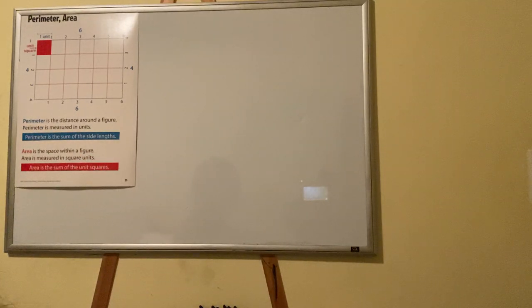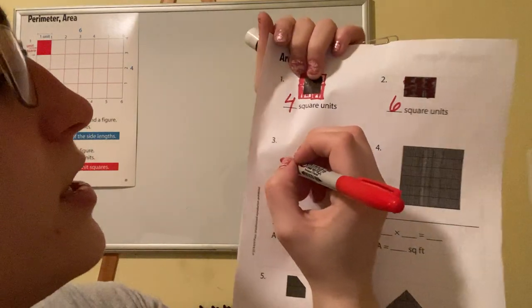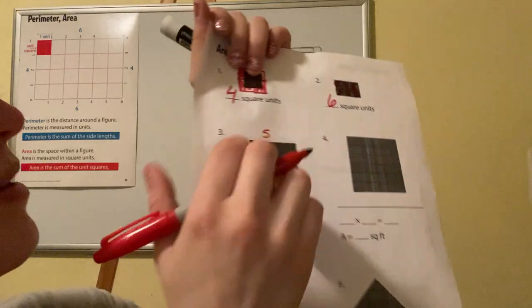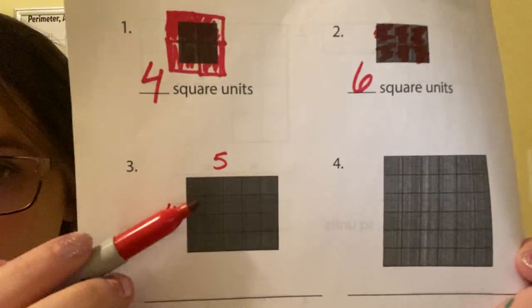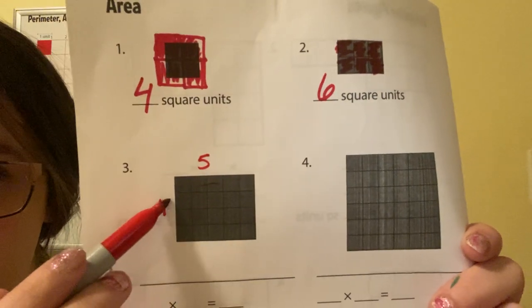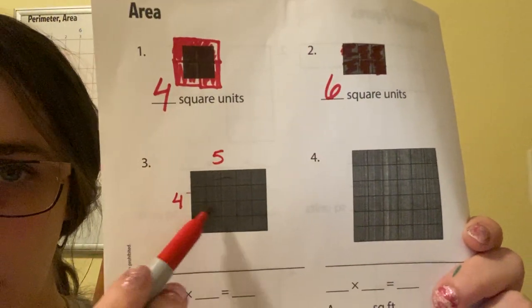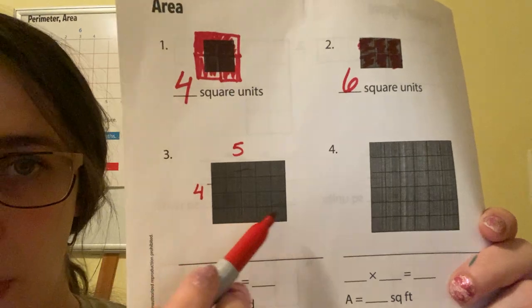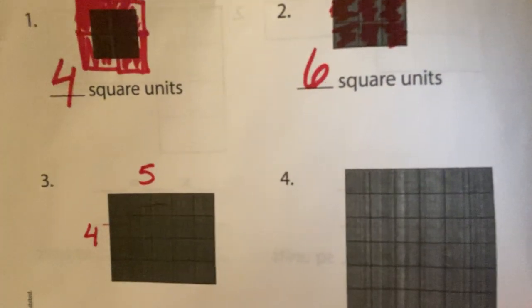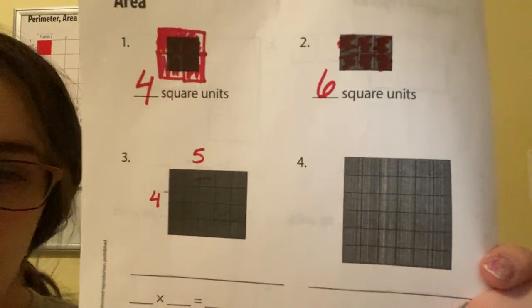You would say that there are 4 rows of 5 squares each. It is a 4 by 5 array. 4 rows. Here's 1, 2, 3, 4, 5. 4 rows of 5. So how would you find the total number of squares or unit squares in this region?